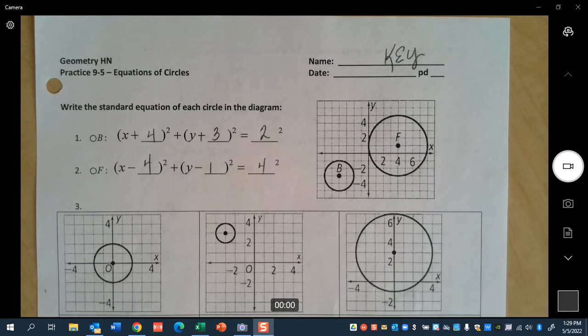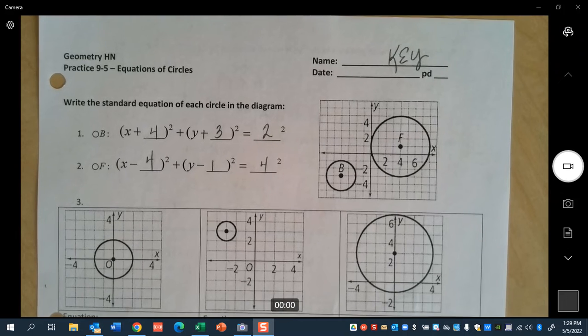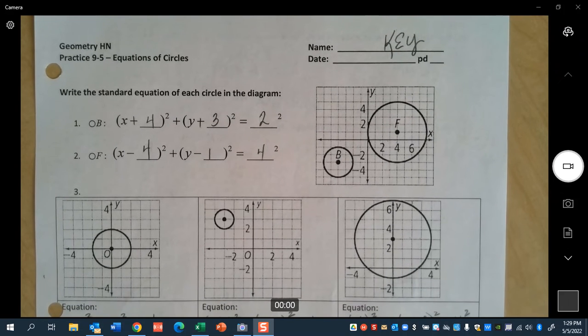All right, so we're going to start by talking about last class's homework. So have that out, please. For the first two circles, we gave you the template of how to fill in those equations of circles.